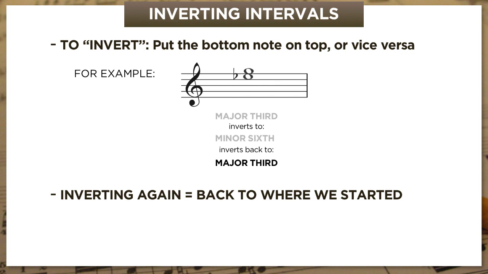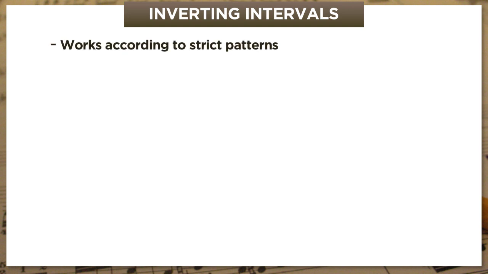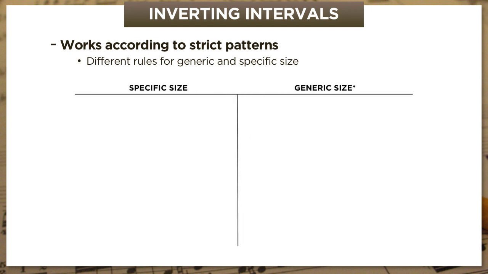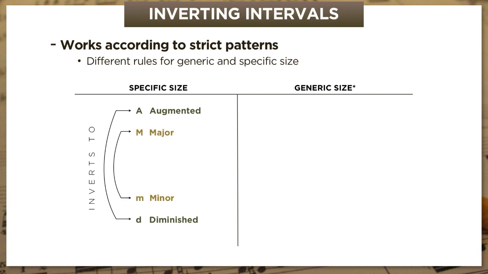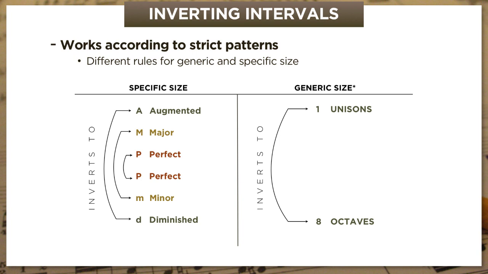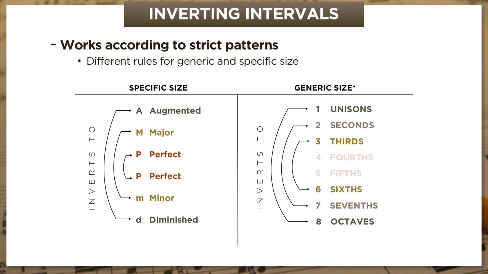How did I know that a major third inverts to a minor sixth? I didn't have to figure it out. There's actually a strict pattern. And there's a different set of rules for generic and specific sizes. So inverting an interval is a two-part process following these patterns. On the left, specific size, any augmented interval becomes diminished when we invert it. Any major interval becomes minor when it's inverted, and perfect intervals stay perfect. On the right-hand side, unisons will invert to become octaves, seconds invert to become sevenths, thirds invert to become sixths, and fifths invert to become fourths, and vice versa, of course.